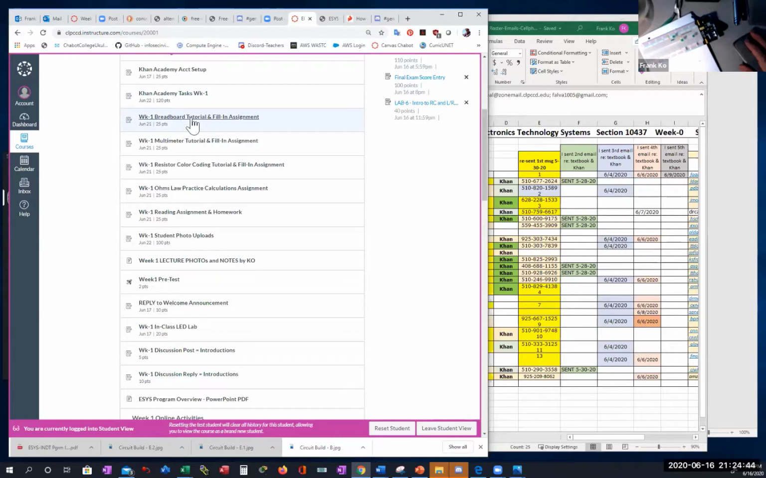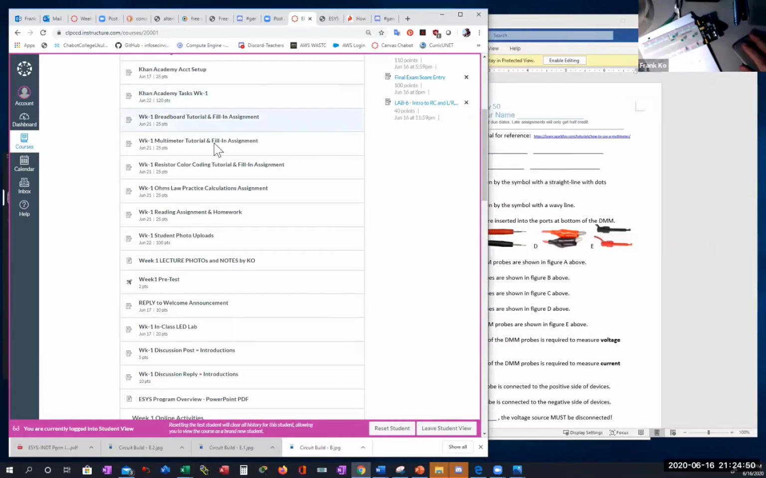The tutorial fill out, I've shown you that tutorial fill out. And we've gone through the tutorial. Multimeter is what I'm about to go through. 25 points, 25 points. These are all due Sunday midnight. The Ohm's Law practice calculation, some of you did much earlier. That's a really good one. We'll talk a little bit about that in a moment. And then there's a reading assignment and homework that was modified because I pulled some things out of it.